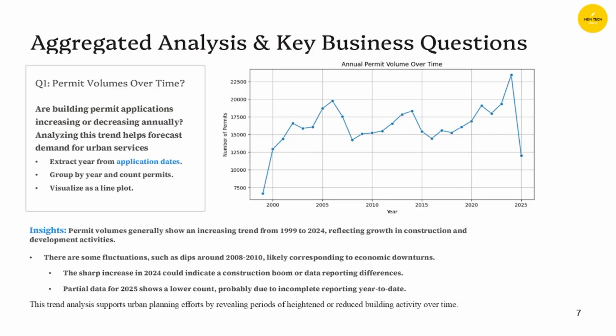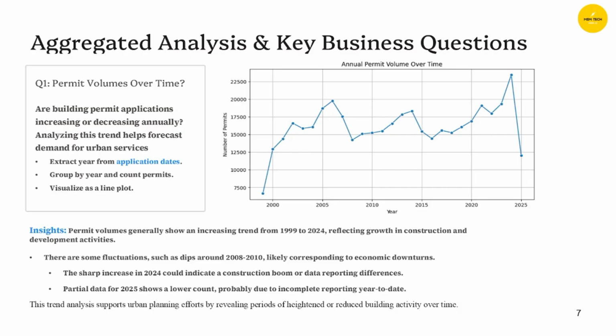In order to do so, first I need to extract the year from the application date, because the year is not explicitly provided in the dataset. So from the application date or from the issue date, I extracted the year, then grouped by year and counted permits, visualized as a line plot. Based on the line plot, it is visible that permit volumes generally show an increasing trend from 1999 to 2024. Every year the number of permits is also increasing.